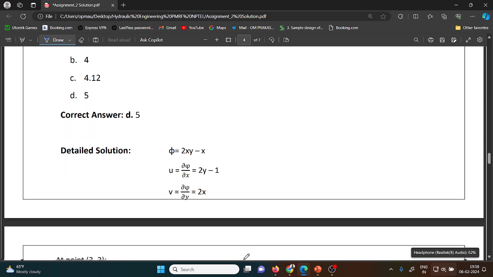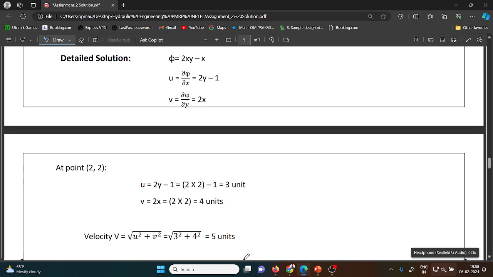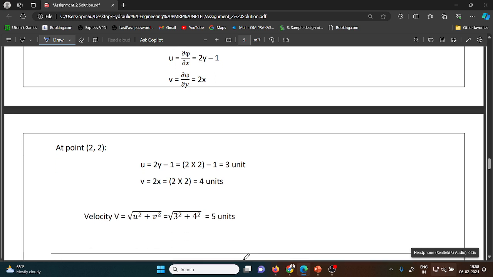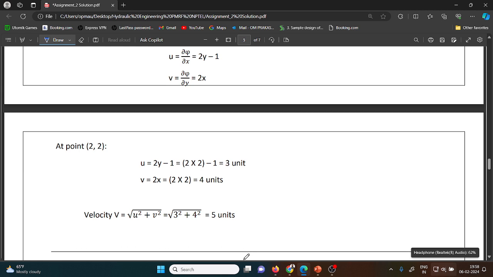If you calculate like that, here it is asking about the velocity. After calculating both components u and v, you will calculate the magnitude.